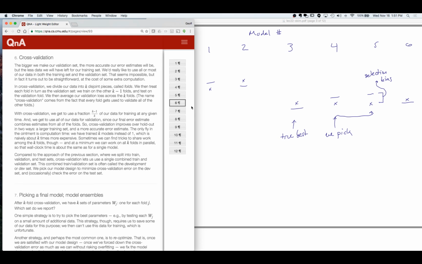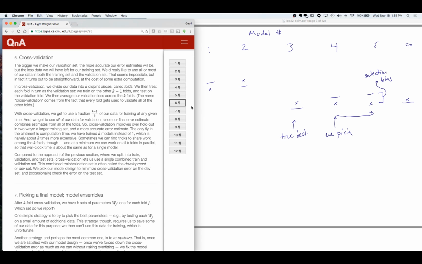So the way we do it is we divide our data into k disjoint pieces, and these pieces are called folds, and we treat each fold in turn as the validation set. So that means that there are k-1 other folds. We make them our training set. And then we test, meaning measure our error, let's say mean squared error, on the validation fold. And then we repeat. We do this for every possible choice of one of the k folds as the validation set. And we average all of the resulting validation losses.